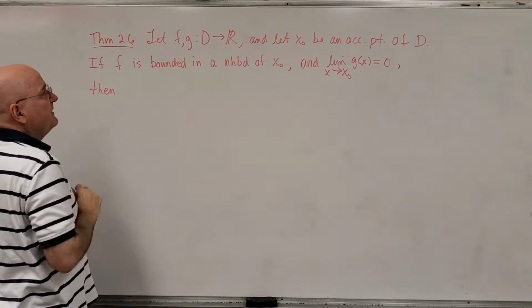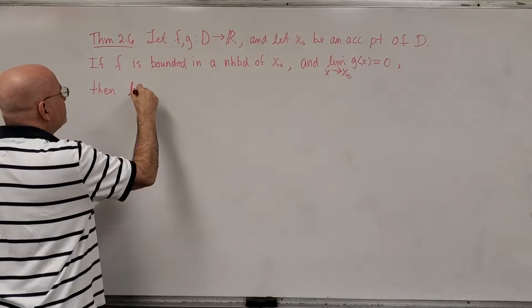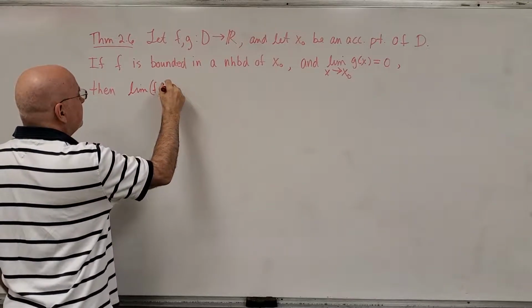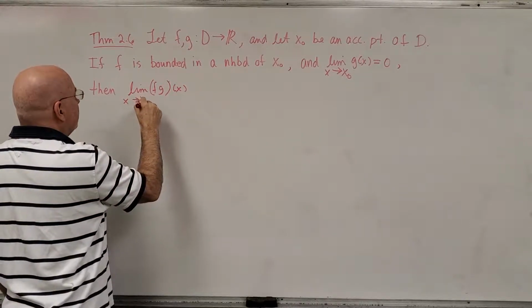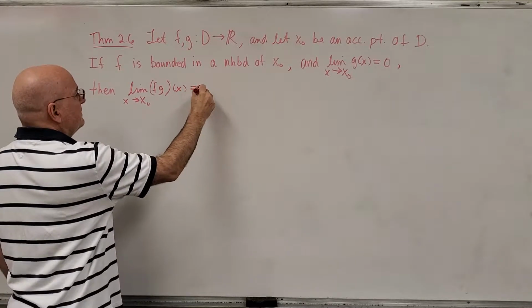then you might be able to guess what the conclusion of this would be. Then the limit of f times g of x as x goes to x naught is 0.